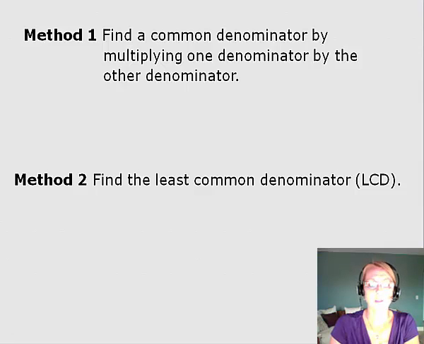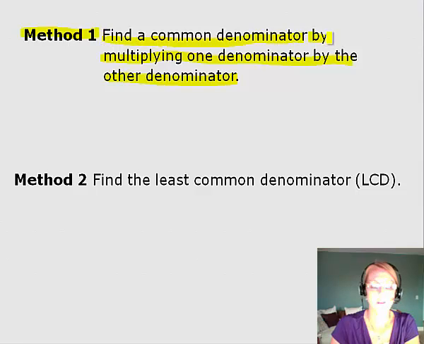The first method, Method 1, and write this down in your notebook on the back side of a page or in a blank spot, is to find a common denominator, and we're going to do that by multiplying one denominator by the other denominator. So that's method 1.